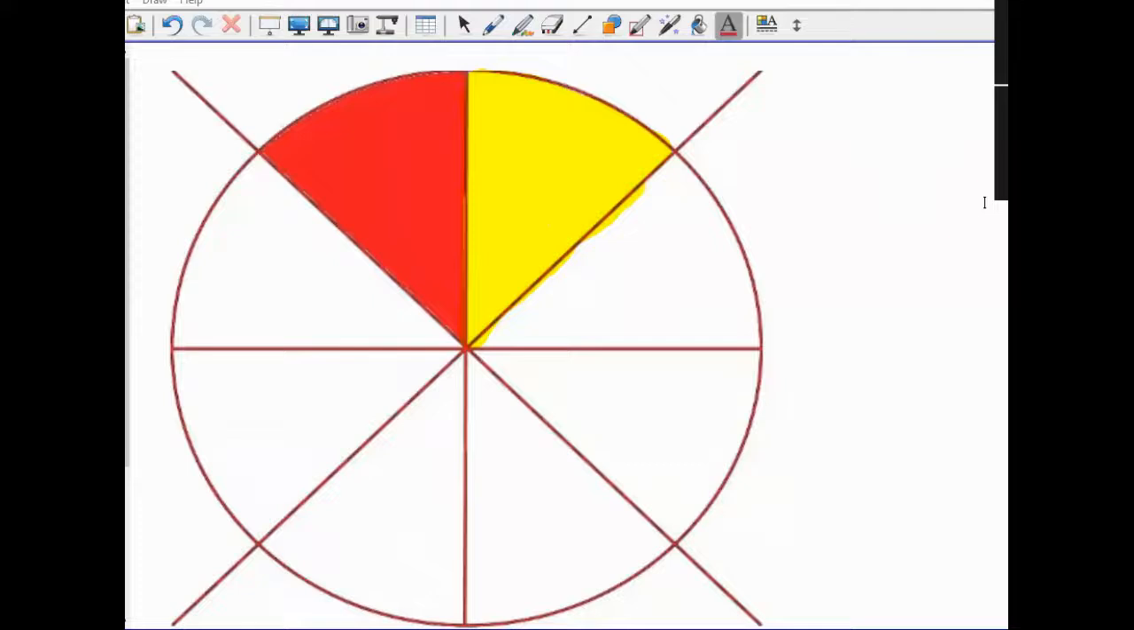Layla, do you hear me clearly? Yeah. Okay, Layla, can you tell me what fraction do you see?